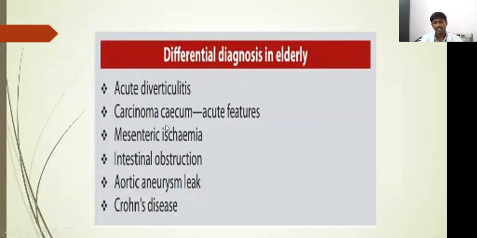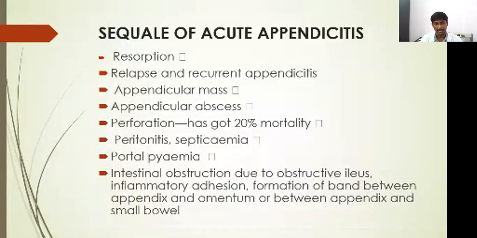Carcinoma cecum is most likely in an elderly male with severe anemia, weight loss, and pain in the right iliac fossa. Think first of carcinoma cecum, and then come to other diagnoses. Hence the differential diagnosis in the elderly with RIF pain is acute diverticulitis, carcinoma cecum, mesenteric ischemia, intestinal obstruction, aortic aneurysm leak, or Crohn's disease.